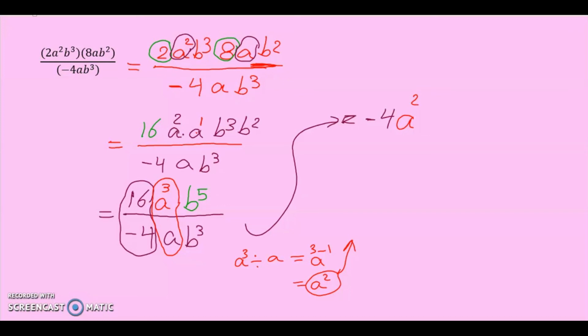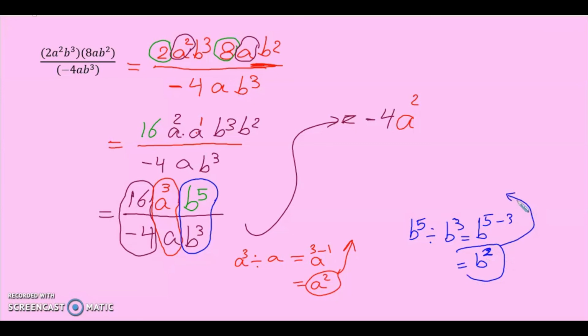How about the b's? As you see, I have b to the fifth and b cubed here. It means I have to divide them. b to the fifth should be divided by b cubed. Again, the rule of the division, I have to subtract. 5 take away 3 would be b to the 2, b squared. So just record this one again on top. So I end up with b squared. Therefore, the final answer is -4 a squared b squared.